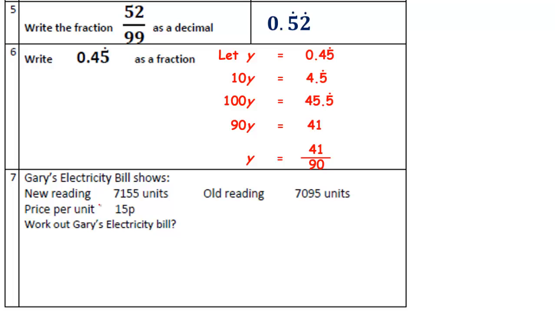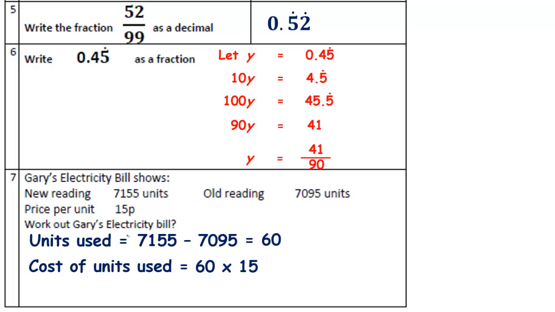Question 7. This was a question in a non-calculator exam, right? So I'll put it here so that you can use a calculator to just get the structure, but you should be able to do this without a calculator. The number of units used, the new reading, take away the old reading, that's going to give me 60. The price per unit, times it by 15. 60 times 15 is 900. But remember, this is in pence. So in pounds, it's £9 exactly.